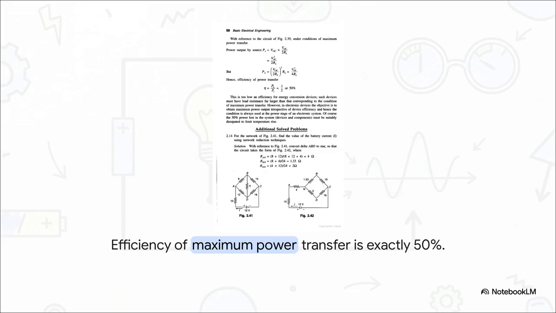But, okay, look really closely at the bottom line of that calculation. The symbol for efficiency, eta, equals PL over PS, which resolves to exactly 1/2, 50%. The math literally proves that to get the absolute maximum power out of a source, your efficiency drops to exactly 50%. Half of the energy is completely lost as heat inside the system itself.